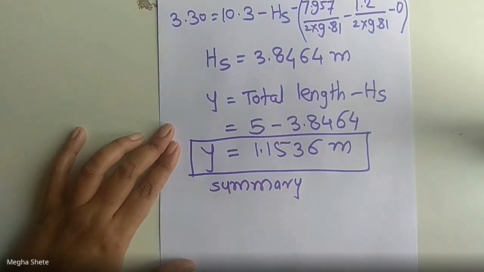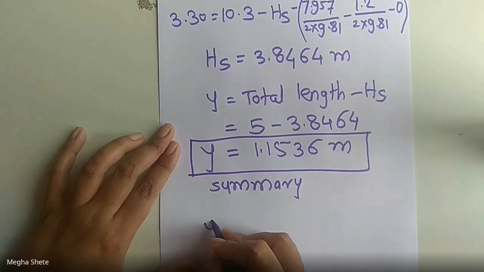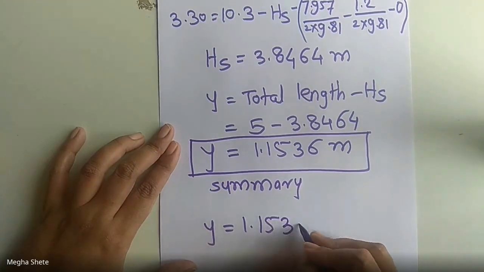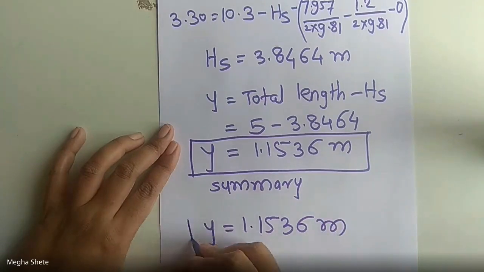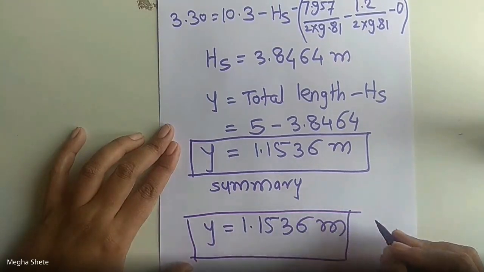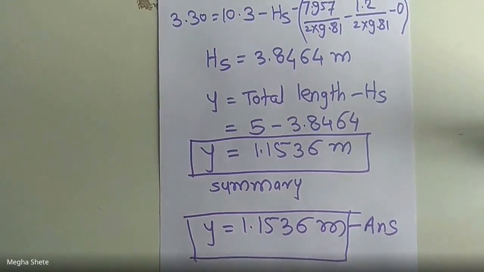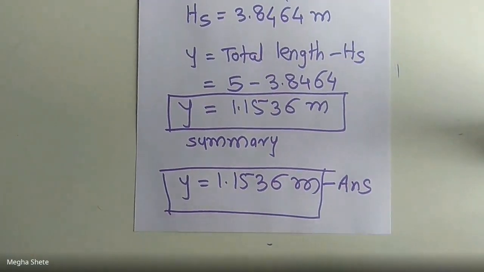Now, what is our next summary? The length of the draft tube immersed in water, that is Y, is equal to 1.1536 meter, and this is our answer. Please complete the numerical.